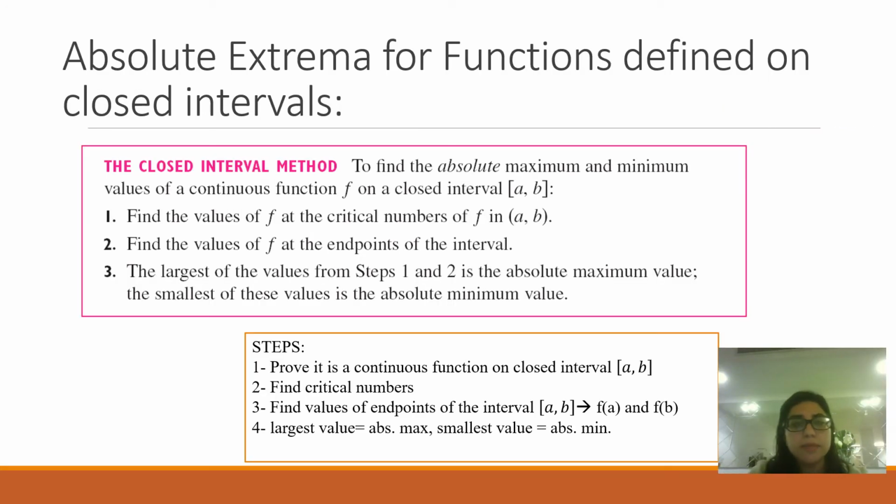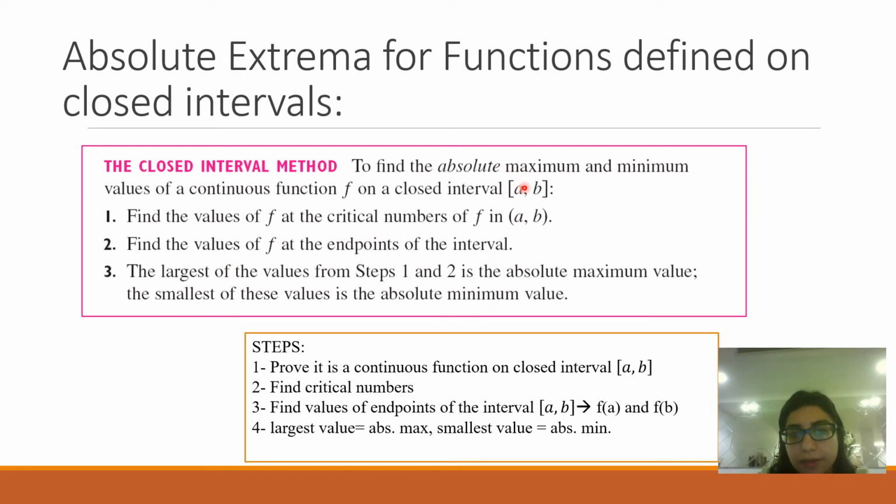All right, here comes another theorem, or another method that we can use to find the absolute maximum or absolute minimum. It's called the closed interval method. To find the absolute maximum or minimum of a function that is continuous on the closed interval a to b, first, I need to find the value of the critical numbers. So I need to solve for the critical numbers. Then I solve for the value of the endpoints of the interval.